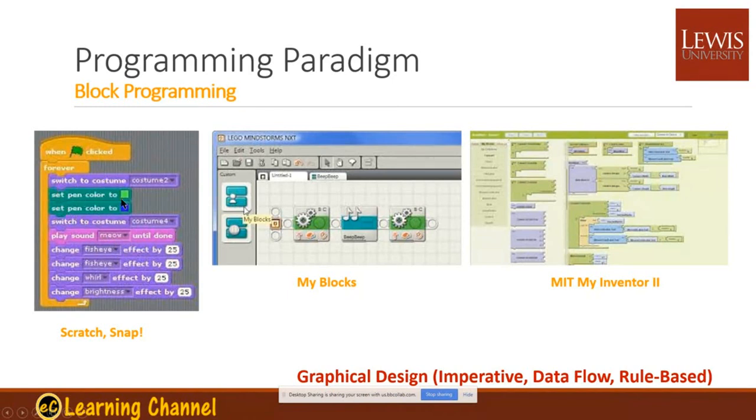For example, you can set the pen to a certain color. You can switch to some costume. You can play some music or some effects, set some variable by a certain effect. So this is called block programming, and you can also use blocks to assemble music and process it stage by stage. And this is done by MyBlock or the MIT App Inventor tool that helps you design an app in a short time. It is graphical design. It can be a data flow model like Simulink, that is the MyBlock case. It can be rule-based as well. It can also be imperative. It can be combined.